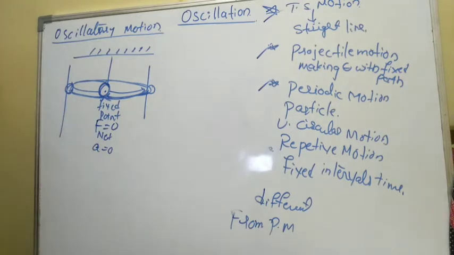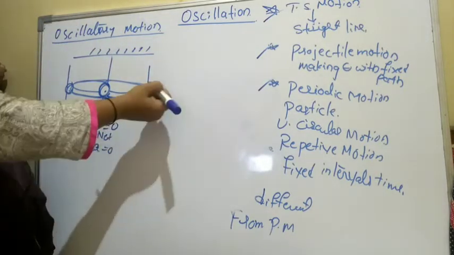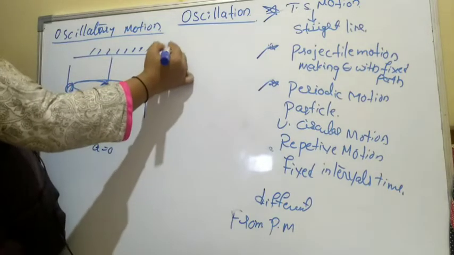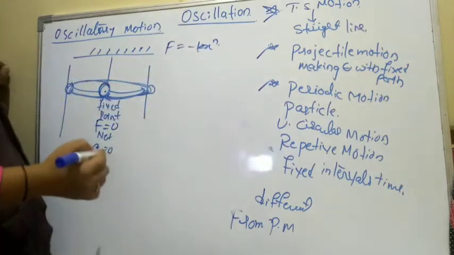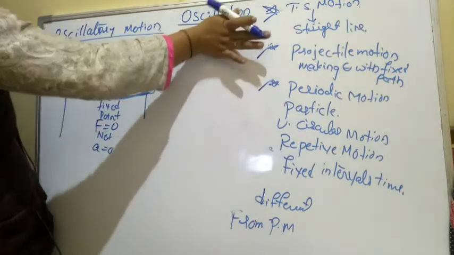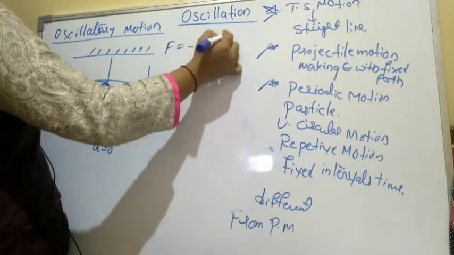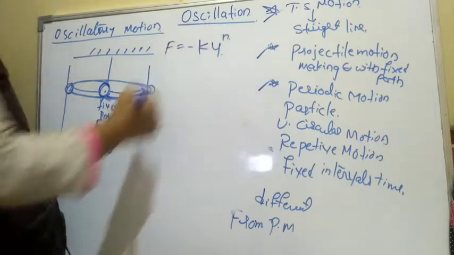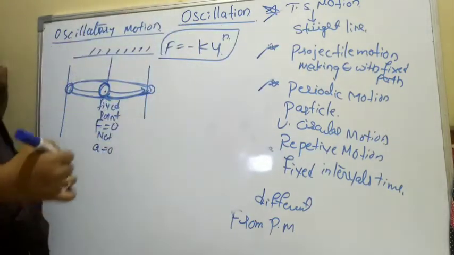How is the force there? There is one force which is acting on a particle to bring it towards the mean position. That force I can say is F equals minus k x raised to n. I'll repeat once again: minus k into x raised to n. You can take y instead of x also. I'll explain each term and how it comes here.